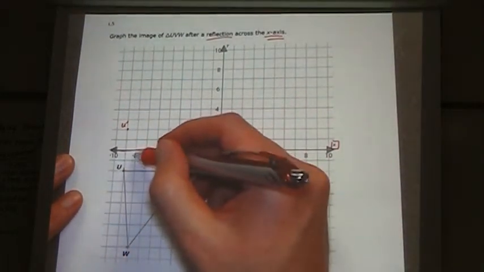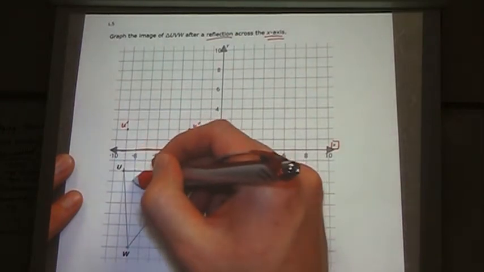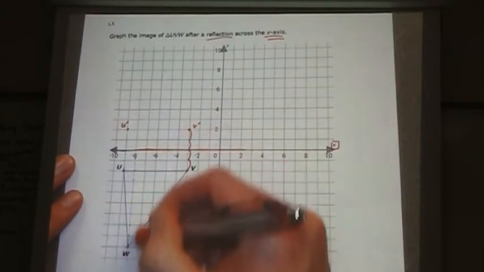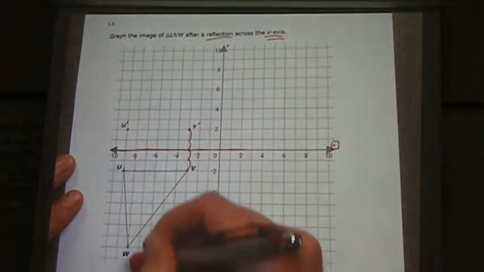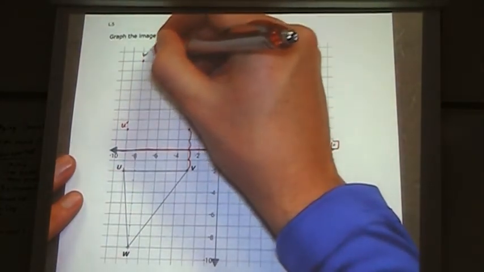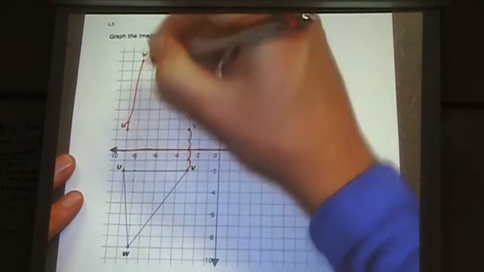So for this one, from my line of reflection, 1, 2, 3, 4, 5, 6, 9 down. Again, we're right on this grid line. 9 down becomes 9 up. There you go, W prime. And we are done.